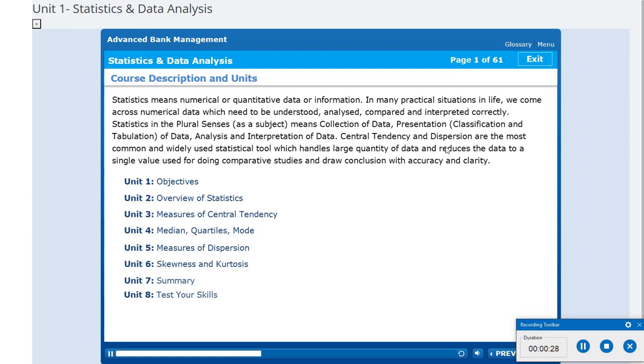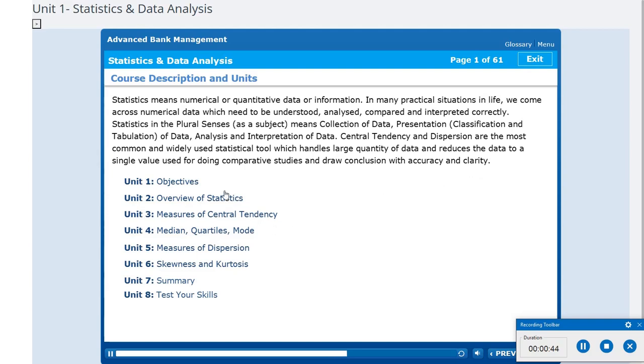Central tendency and dispersion are the most common and widely used statistical tools, which handle large quantities of data and reduce the data to a single value used for doing comparative studies and drawing conclusions with accuracy and clarity.